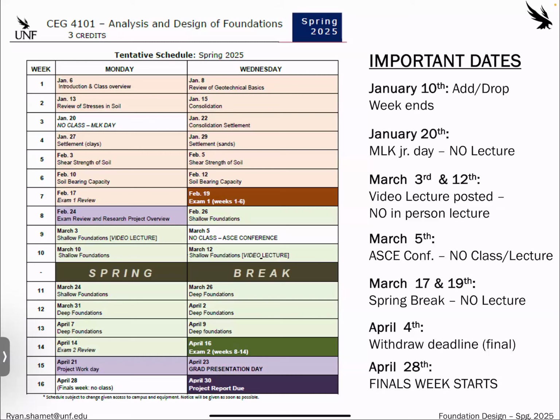A few key dates to note: January 20th, that's Martin Luther King Day. So that's not next week, but the week after. And I feel like this whole semester has already been shifted somehow. We won't have class that day. March 5th, I'm not going to have any class or video lecture just because that's the ASCE conference. I'll be traveling for that. I know a lot of you will be too. That's usually a makeup day anyways, so we can just make it work.